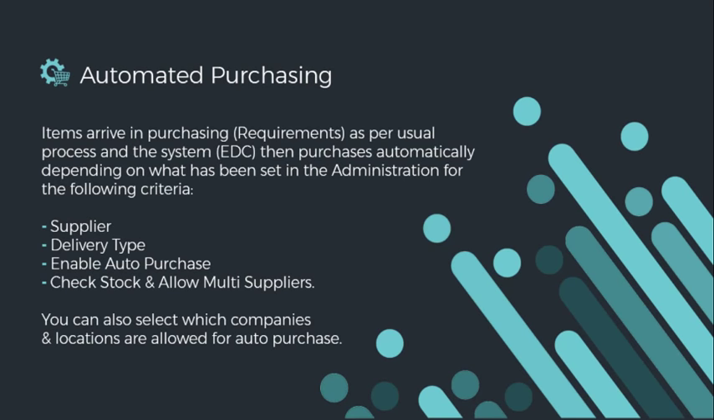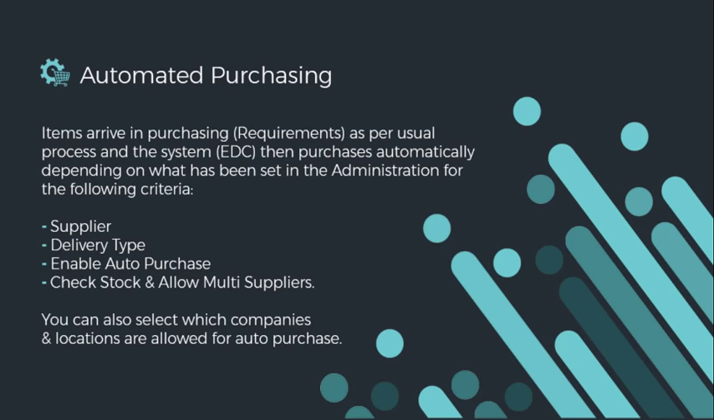As I've put at the bottom of the key talking points image, you can also select which companies and locations are set for auto purchase. So if, for example, it was Vow or Spices or Exertis, whoever it may be, you can set those up, so it can be specific suppliers, and you can also set up specific delivery types as well. I'll show you how to do that now.